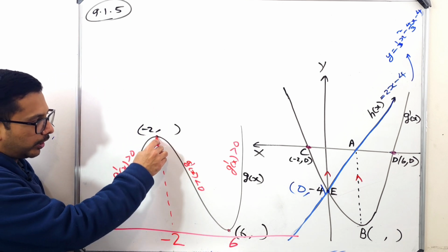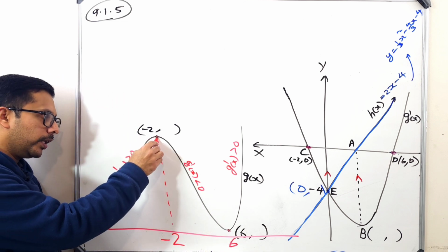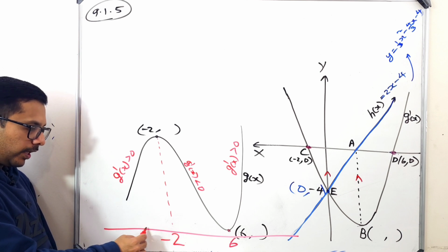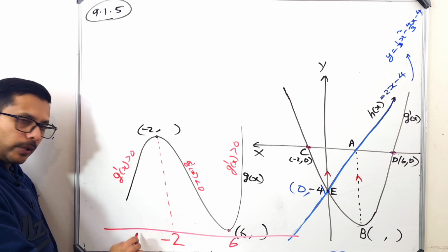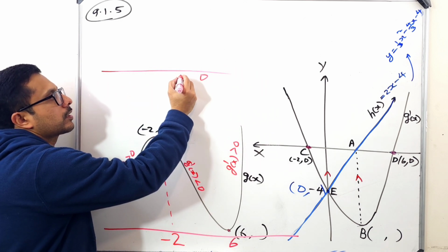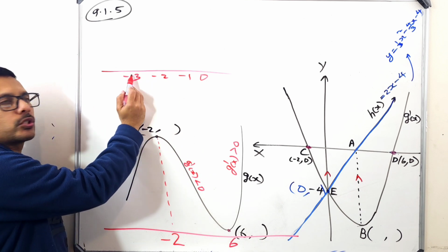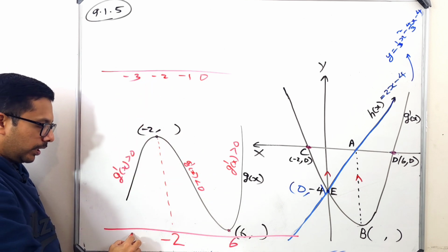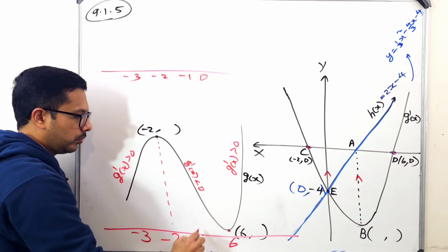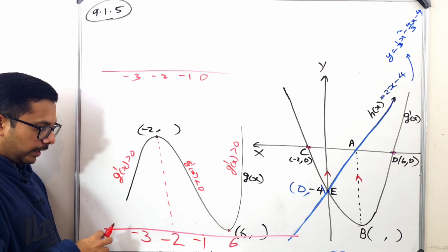Okay, so at this point the x value is -2 and at this point the x value is 6. If this point's x value is -2, can you say what the x value one before -2 is? If you draw a number line, this is 0, this is -1, this is -2, this is -3. So what is the x value before -2? -3. And what is the x value after -2? -1, am I right?